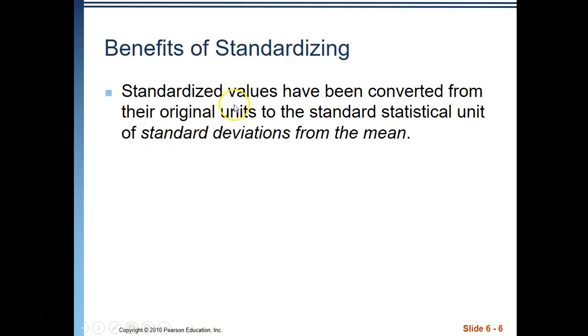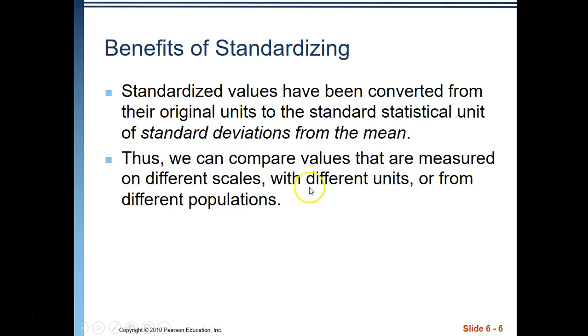The benefits of this: standardized values have been converted from their original units to a standard statistical unit of standard deviations from the mean. Makes things a little easier for us to find the variation then. And thus we can compare values that are measured on different scales, which is huge, different units, different populations. It makes everything easier for us to grasp and compare. They always use that old adage, you're comparing apples and oranges. Well, if we compare them in the same light with the same unit of measure, the same z-score, then we could actually compare them together.